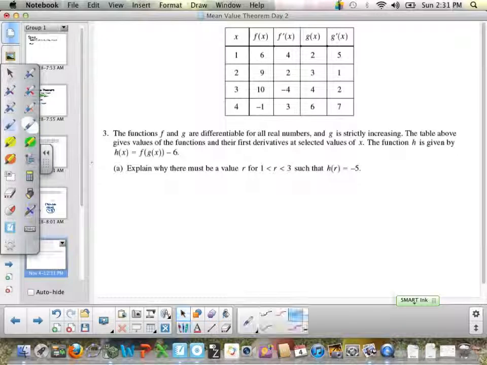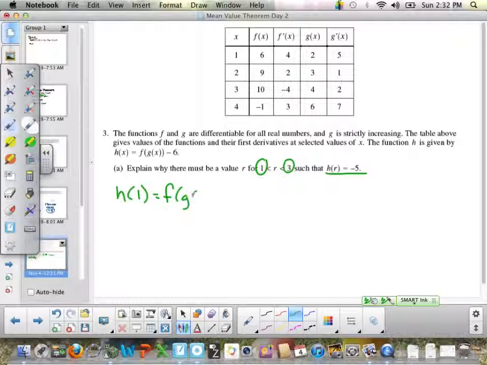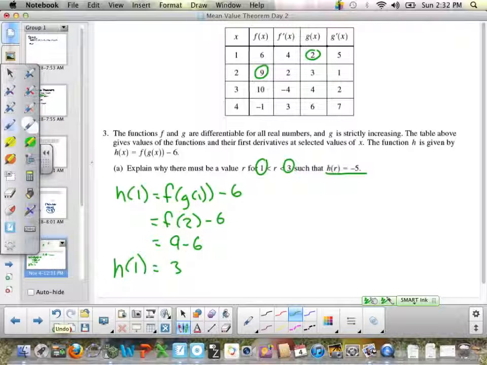All right? Well, here it's saying h of r equals negative 5. That implies kind of an intermediate value theorem. We want to show that h of 1 and h of 3 surround negative 5. All right, so we're going to find h of 1, f of g of 1 minus 6. G of 1, according to the table, is 2. So that's f of 2 minus 6. And f of 2 is 9. Minus 6 is 3. So h of 1 equals 3.